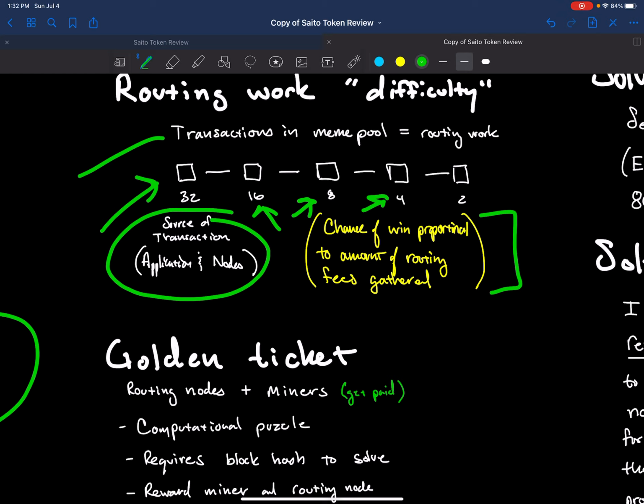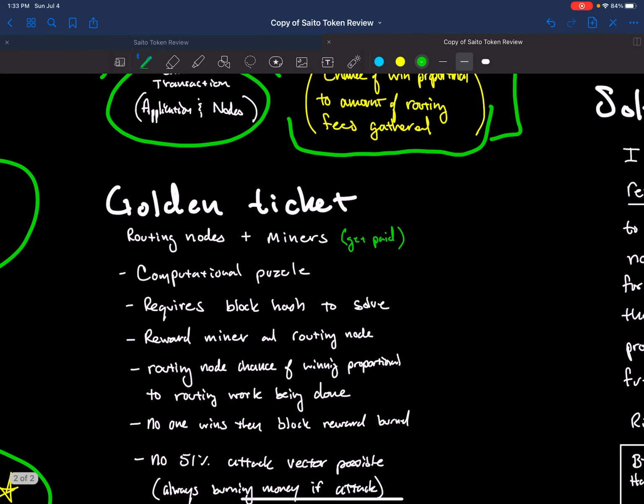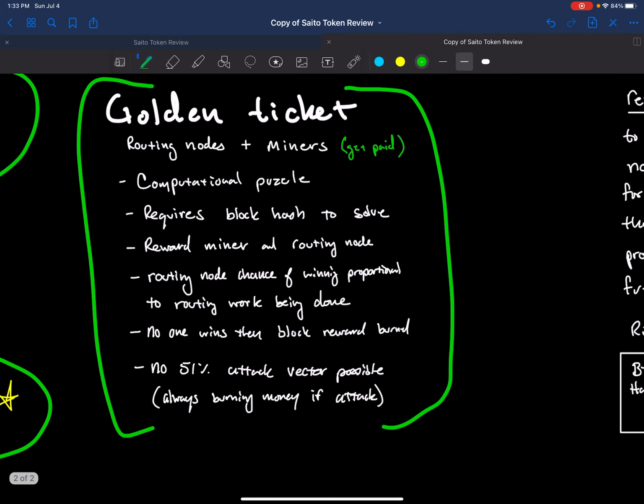In terms of transactions, the proof of work consensus mechanism of Saito has it to where transaction handling is proof of work. And so the amount of routing fees gathered, half of them go to the source and the other half go to the network as a whole, decreasing the further you get away from the application. They have something called the golden ticket, which is how routing nodes and miners get paid. It is a computational puzzle that requires the block hash to solve, and it rewards miners and routing nodes, and its chance of winning is, once again, close to the work being done.